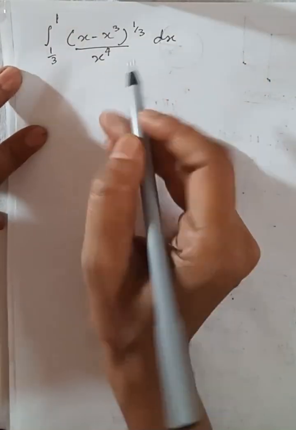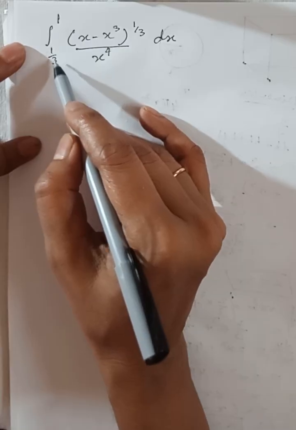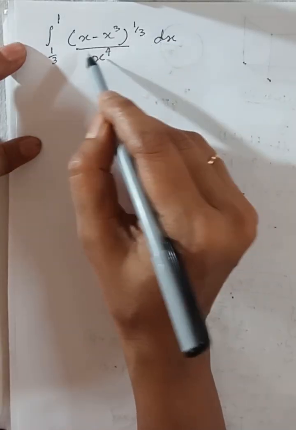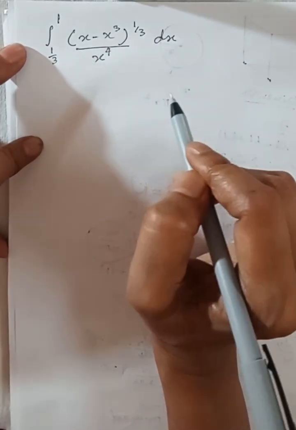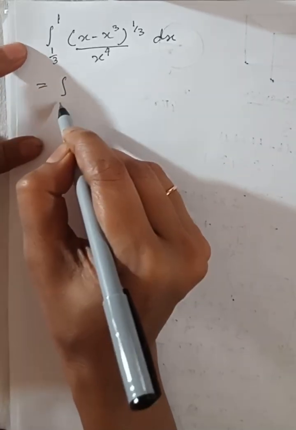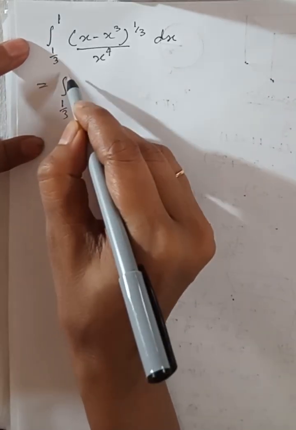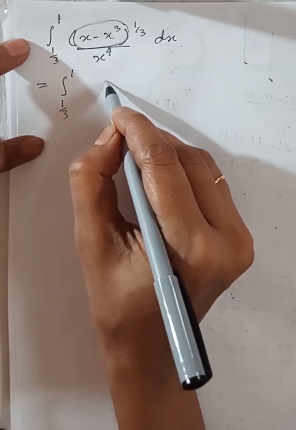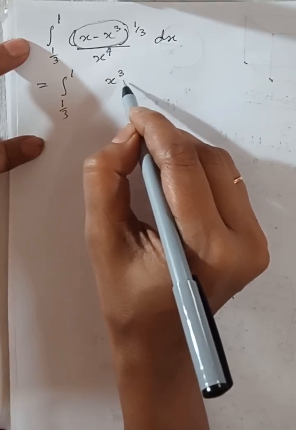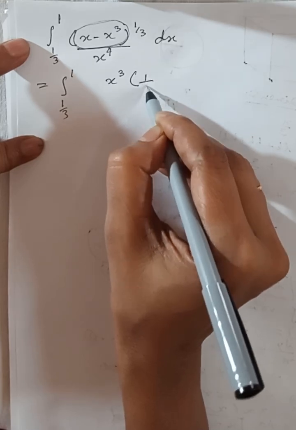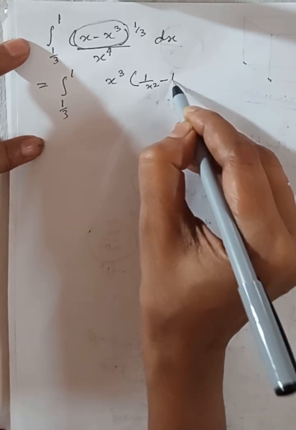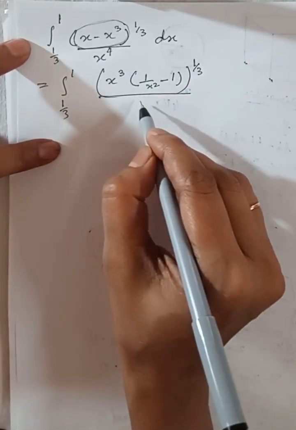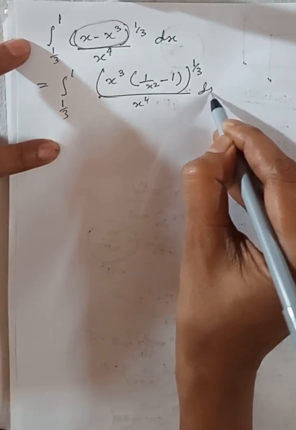Now we integrate 1 by 3 to 1, (x minus x cube) whole to the power 1/3, divided by x to the power 4, dx. First we take out common x cube from here, and (1 by x square minus 1), this divided by x to the power 4 dx.